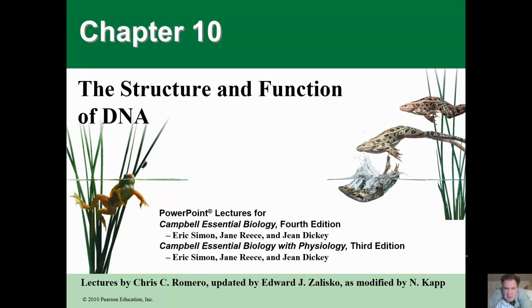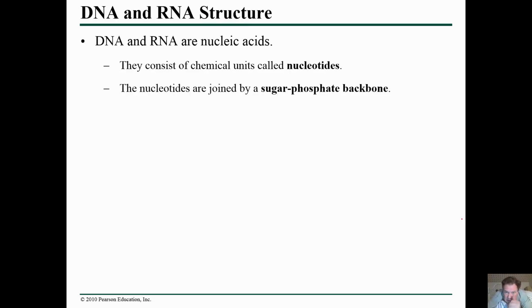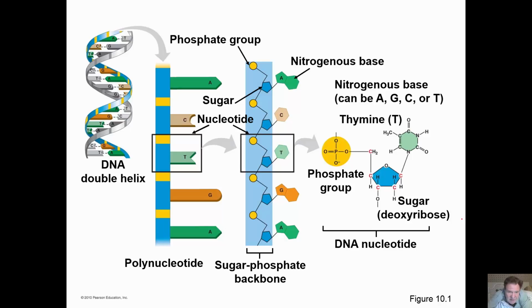12 minutes. So basically we're looking at what DNA is and what its structure is. Again, DNA was known to be the chemical in all cells by the end of the 19th century, last century. It has the capacity to store large amounts of genetic information, and it can be copied and passed on from generation to generation. It consists of nucleotides and a sugar phosphate backbone.